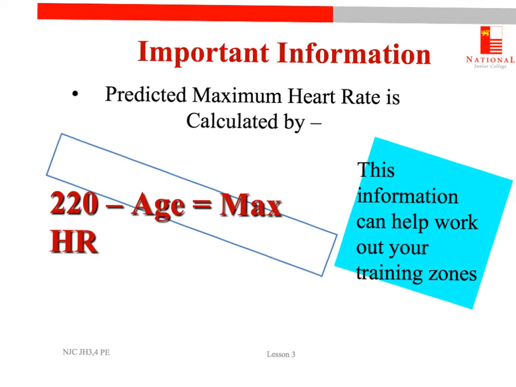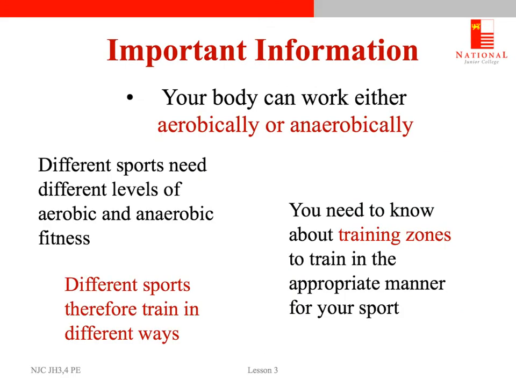This information can sometimes help you to work out training. If you want to work at 90% intensity, your heart rate should be about 90% of your maximum. For example, if you're 20 years old, then the maximum heart rate is 200, so you should be working at 180. You should be working at 90% of your maximum heart rate.